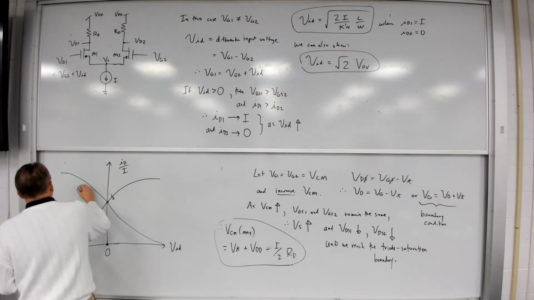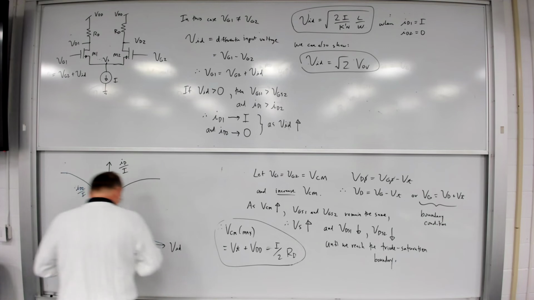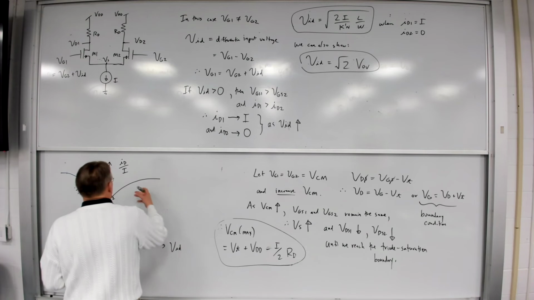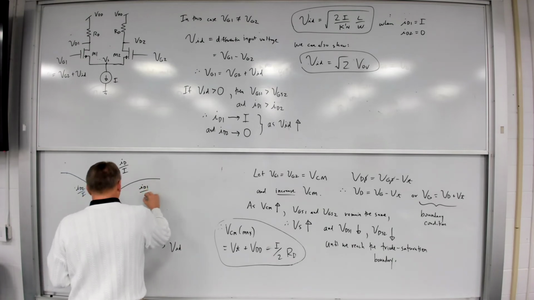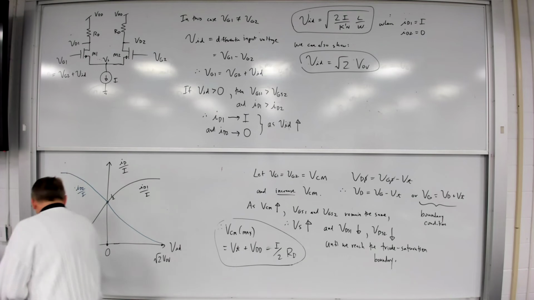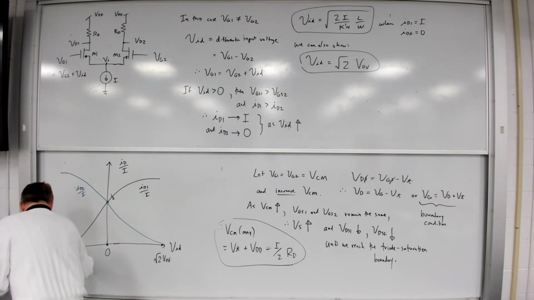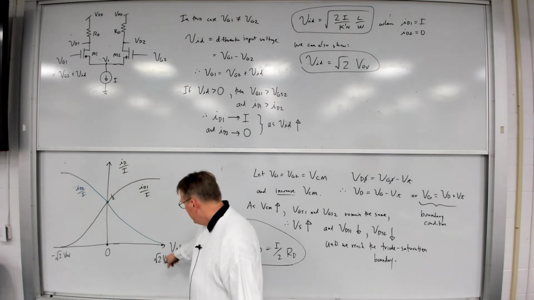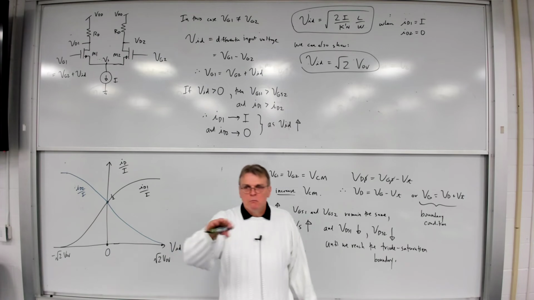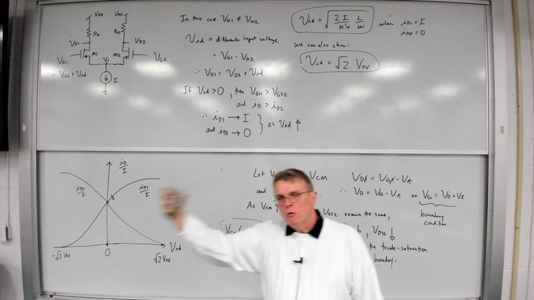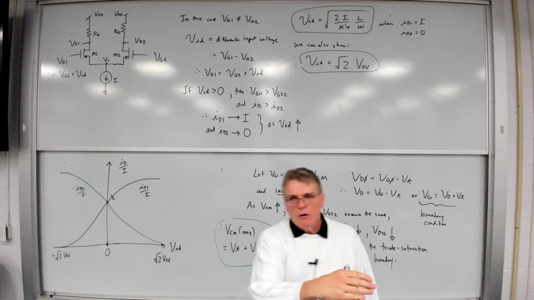And so this is ID2 over I. And this is ID1 over I. And we hit the boundary here at the square root of 2 VOV and at minus the square root of 2 times VOV. So I can make that differential input voltage positive or negative, and at these limits of plus or minus the square root of 2 times the overdrive voltage, I will have all of the current flowing through one side of the diff amp and no current flowing through the other.